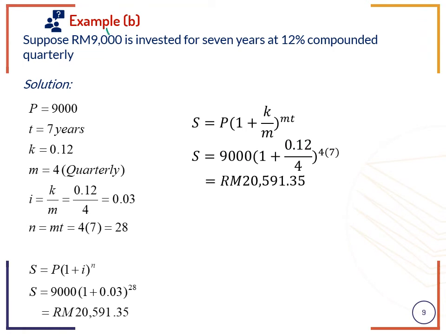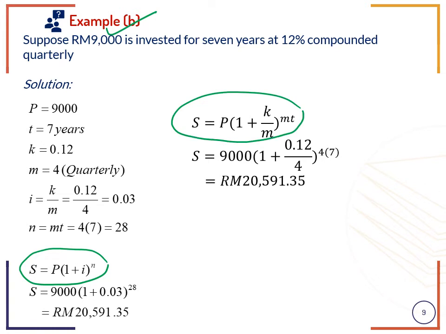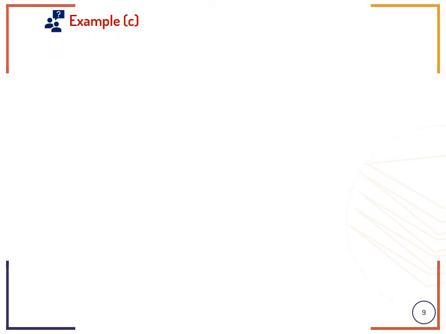Look back at example B. Instead of solving example B using the earlier formula, we can also solve it using this formula by simply replacing the value of K with 0.12, value of M with 4, and value of T with 7. So the answer is still 20,591 ringgit 35 cent.